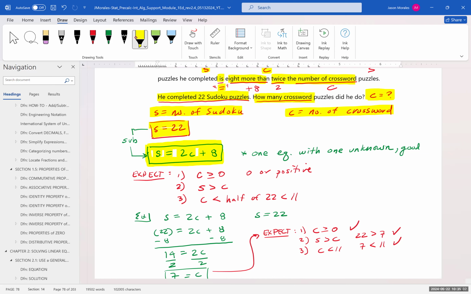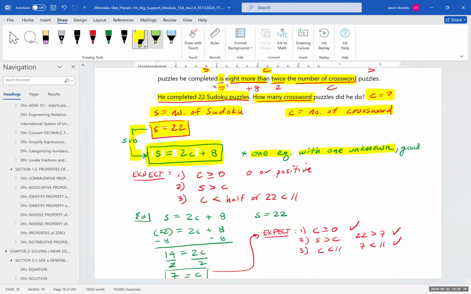So we're going to be able to substitute our value of S into this equation that we derived from the word problem. And when we do that, we're going to be left with 1 equation and 1 unknown, which is a good thing.